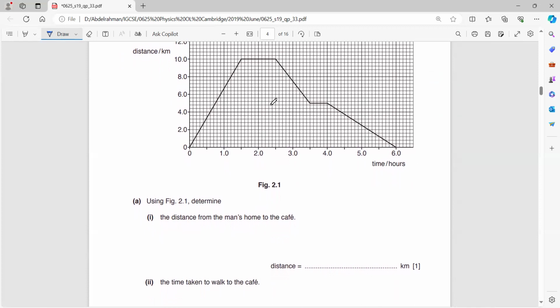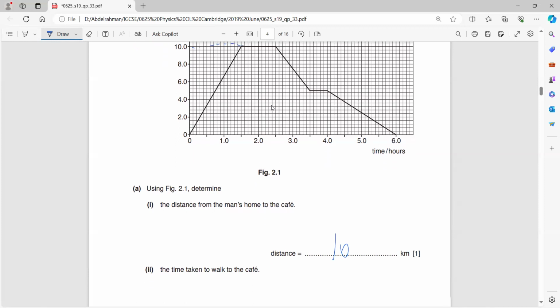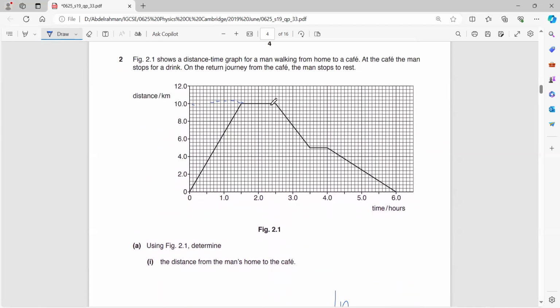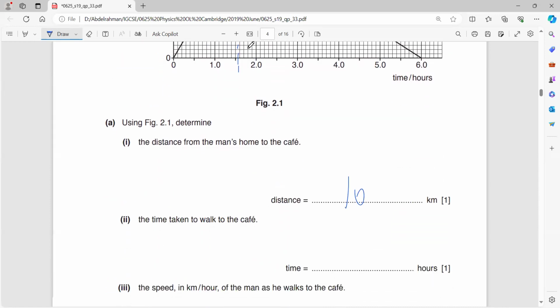10 kilometers. Then that's the maximum distance he reached. Now, the time taken to walk to the cafe. What was the time taken to walk all the way to the cafe? 1.5 hours. This is in hours.